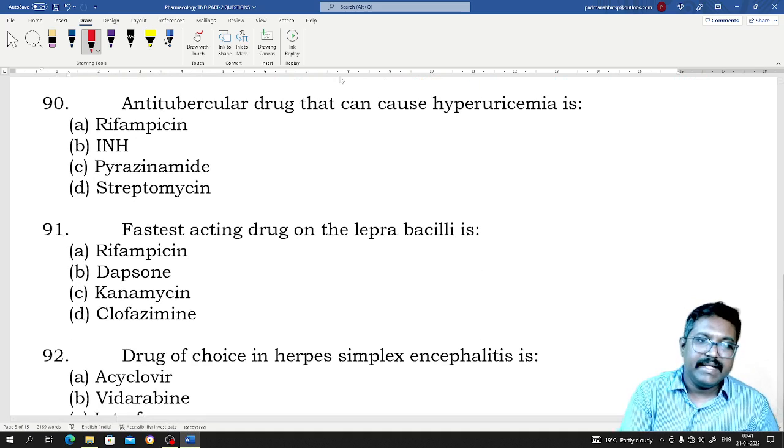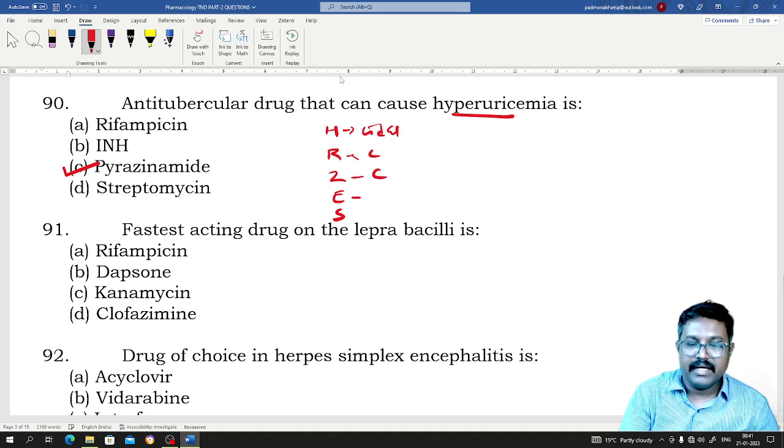So coming to the 90th MCQ, anti-tubercular drug that can cause hyperuricemia. So please remember, hyperuricemia is classically seen with the pyrazinamide. So when you talk about HRZES, this is cidal, this is cidal, this is cidal, ethambutol is static, and again streptomycin is cidal. So what about the hepatotoxicity? Rifampicin can cause hepatotoxicity, pyrazinamide can cause hepatotoxicity, but not ethambutol and streptomycin.